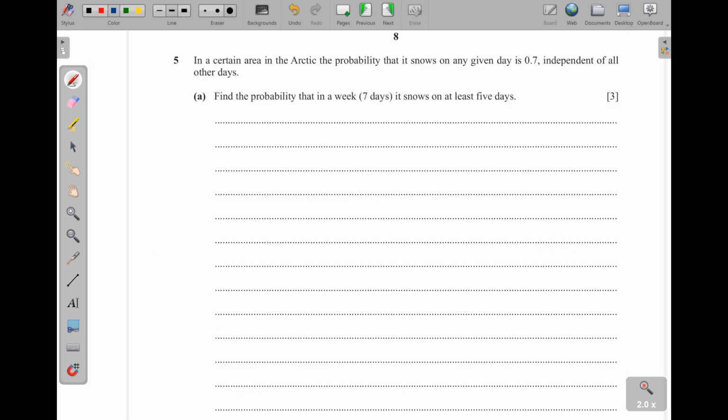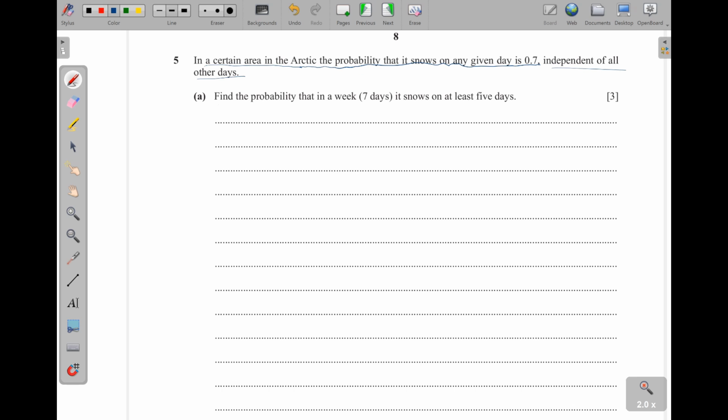Question 5. In a certain area in the Arctic, the probability that it snows on any given day is 0.7, independent of all other days. So when they say independent of all other days, that implies that it can either be a binomial or a geometric.